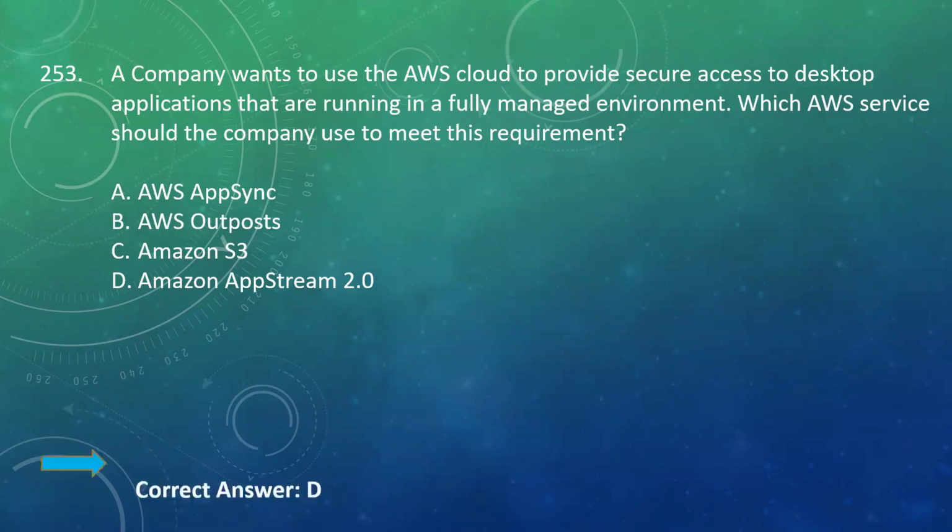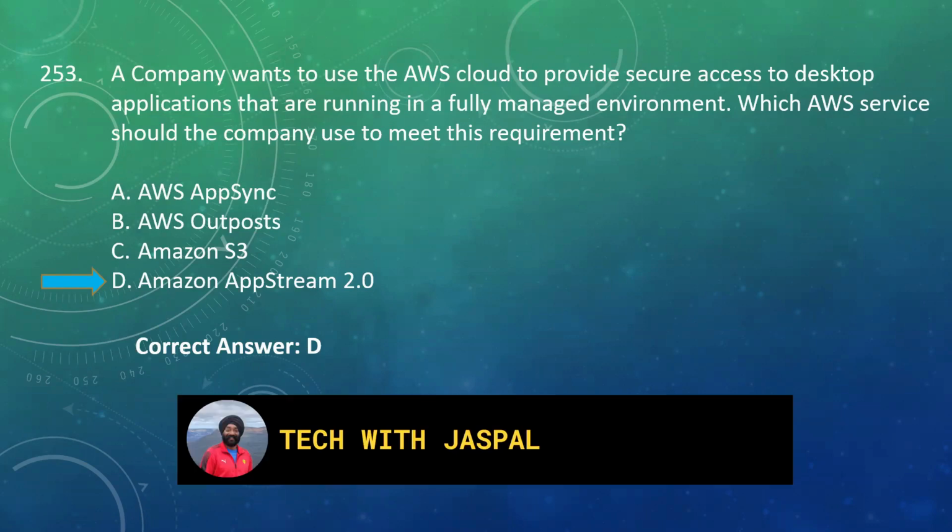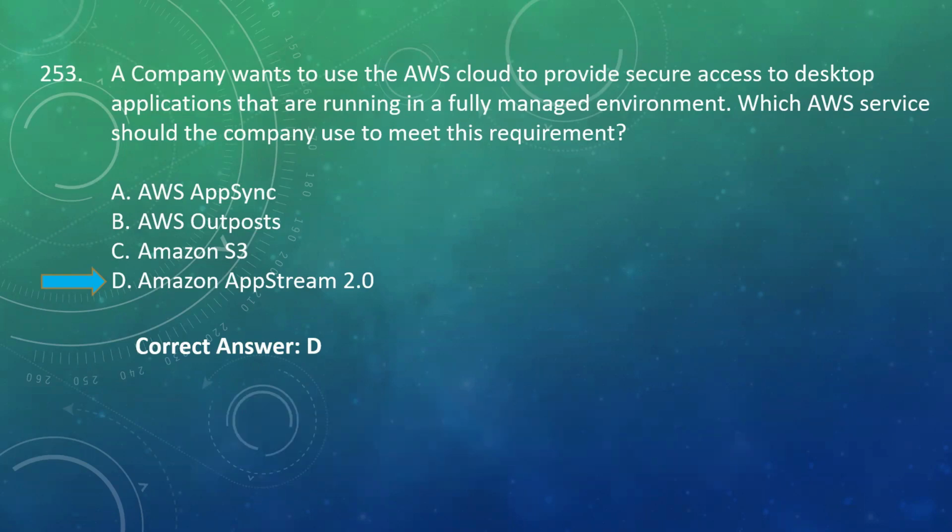And the correct answer is Amazon AppStream 2.0, which is a fully managed application streaming service that allows you to stream desktop applications securely to users without the need for the applications to be installed locally on their devices. It provides a scalable and secure way to deliver applications to a variety of devices, including desktops, laptops, and mobile devices.